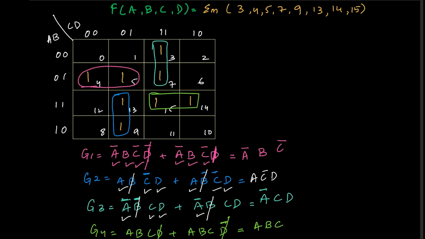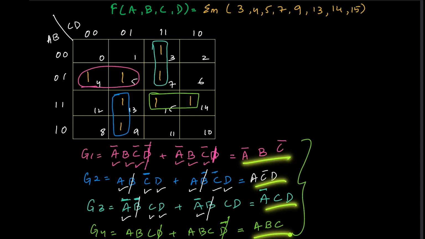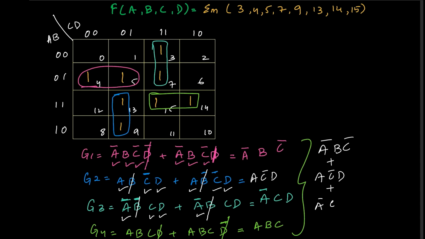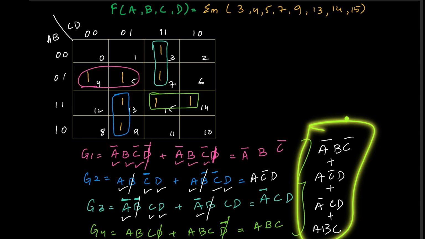We have come to the solution part now. So we calculate all the group solutions and we will get the answer, which will be this one. This is the four variable K-map answer to the minterm of these numbers.